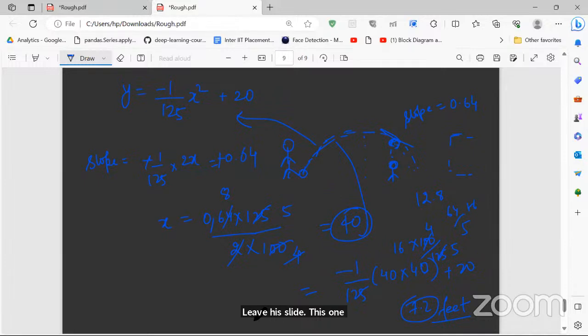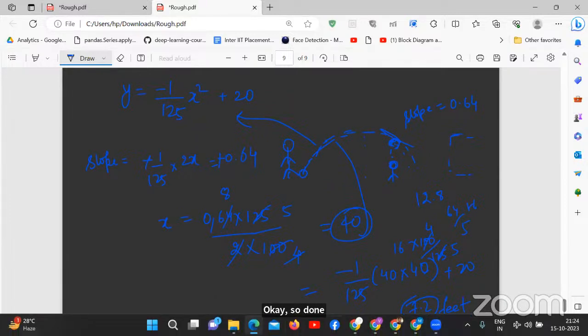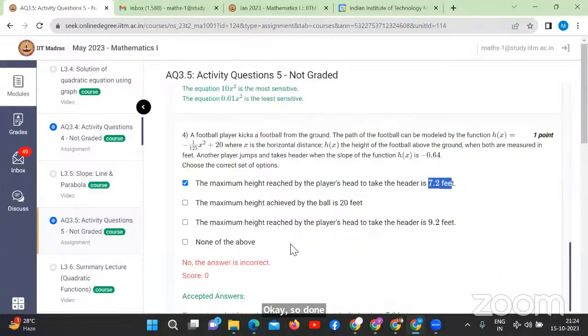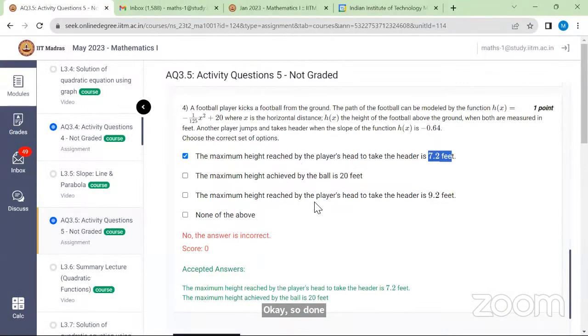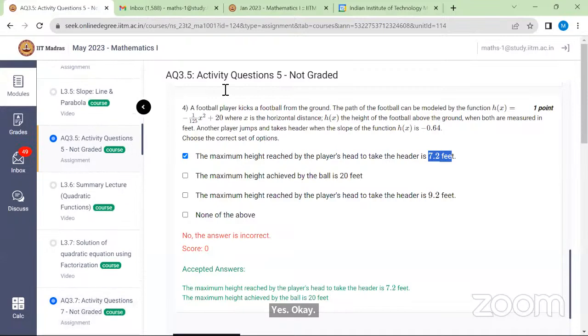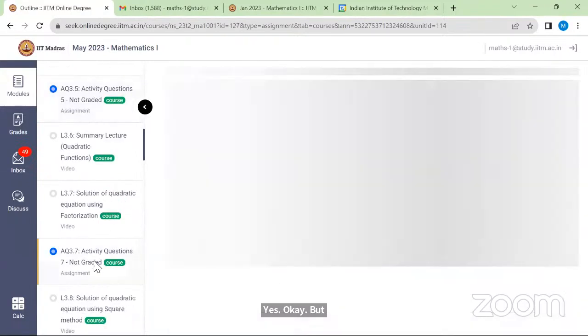Okay, sir, done. So let's move to the next one. So this one you can calculate. The maximum height you can calculate, right? Or should I calculate that? Also, we can calculate, sir. Okay. X equals 0, y equal to... Next, move to the 3.7.